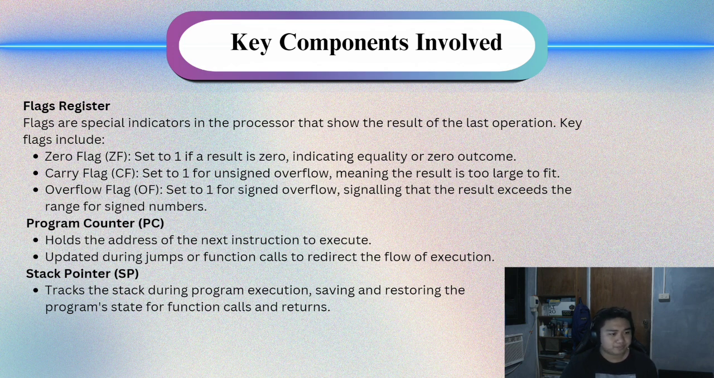The program counter holds the address of the next instruction to execute, updated during jumps or function calls to redirect the flow of execution. The stack pointer tracks the stack during program execution, saving and restoring the program state for function calls and returns.